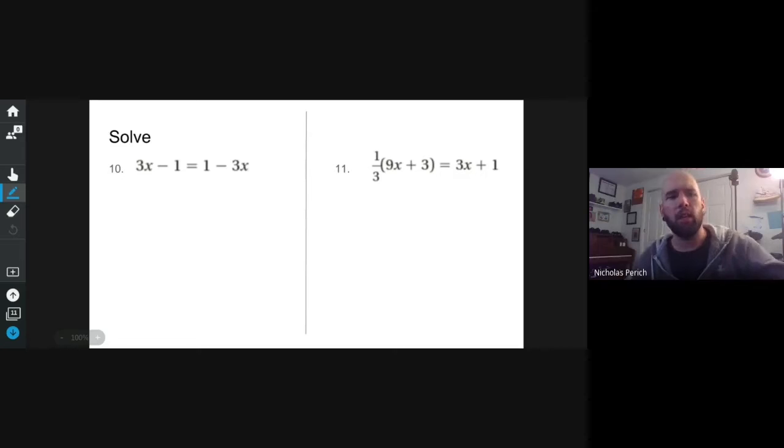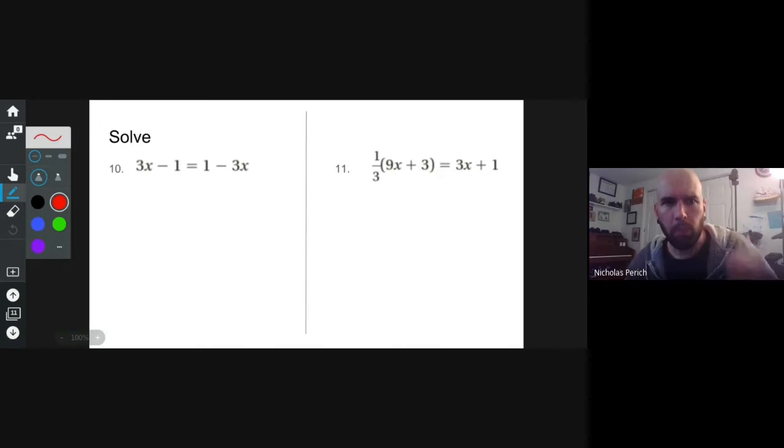Let's take a look at 10. I don't have combining like terms, and I don't have distributive property. I have 3x on the left, and I don't have 3x on the right. I have negative 3x on the right. And whenever we have a variable on the left and a variable on the right, get rid of the smallest one first. The smallest one is negative 3x.